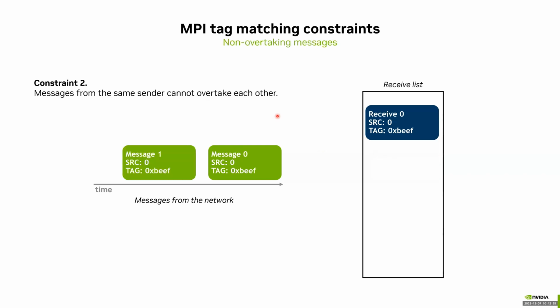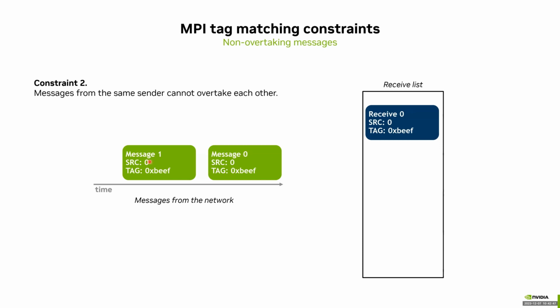The second constraint is the other way around. If we have 2 messages coming from the same sender and they match the same receive, then the oldest message has to be matched first. Again, we have message 0 and message 1. They both match this receive 0. We need to make sure that message 0 actually matches receive 0 and not message 1. Right.